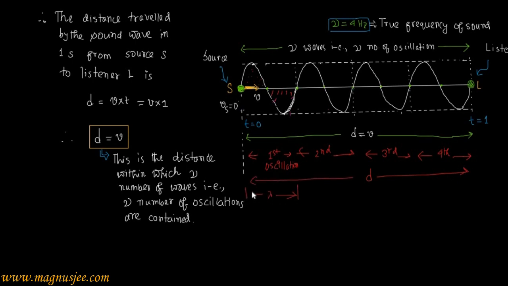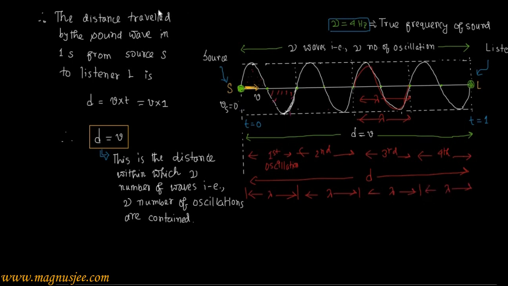Then we can denote wavelength. Lambda is the wavelength during the first oscillation, and also we can denote the distance traveled by the sound wave in one complete oscillation, that is, lambda means wavelength. So we can denote 4 wavelengths because there are 4 oscillations within the distance d traveled by the sound wave in the interval of time 1 second.